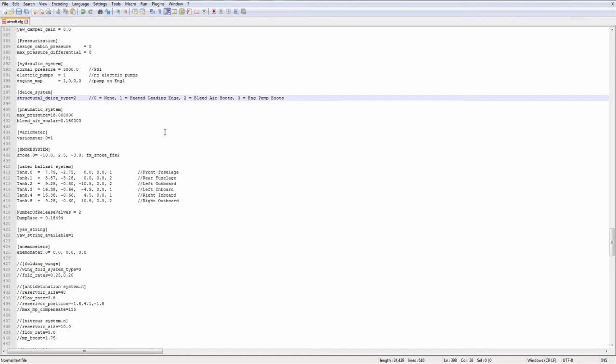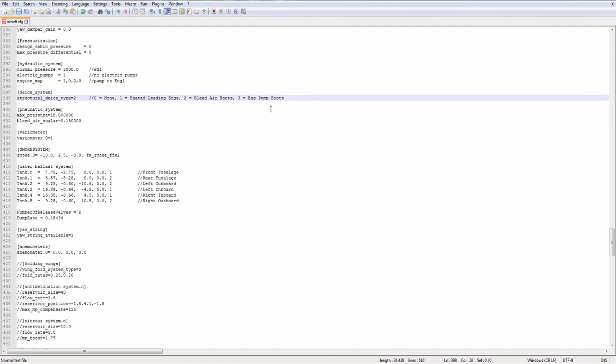And deice system, just one thing to set here. Structural deice type equals 2 on this airplane, but you can have 0 for none, 1 for a heated leading edge, so heating elements in the leading edge of the wings, or 2 for bleed air boots, which is what King Airs and Cessnas and stuff have.